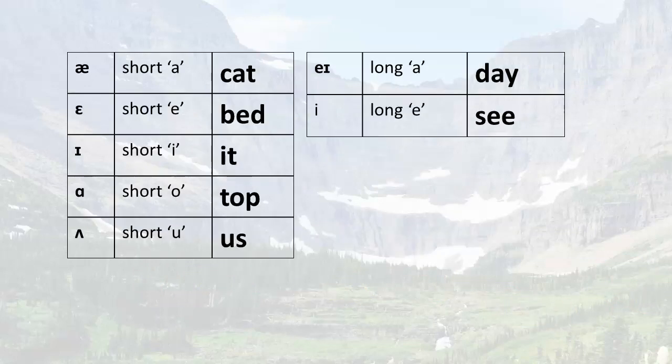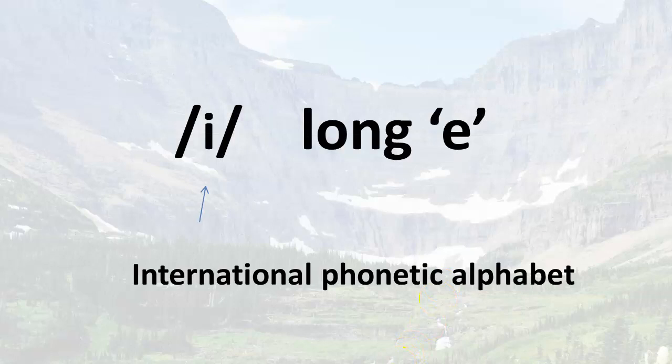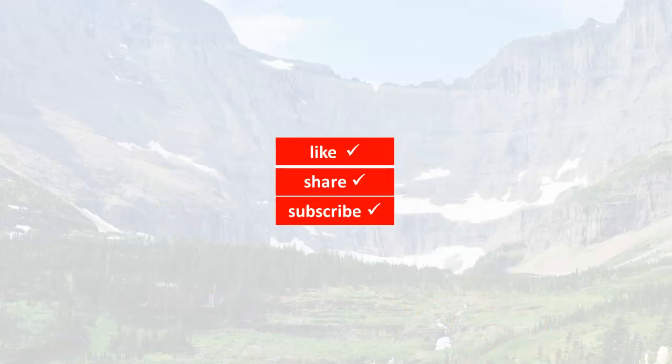Okay, and there you have it. So here's what you've learned so far. A cat, a bed, it, a top, us, a day, E, see. All right, so now you know the long E in English. This is the symbol for the long E in the International Phonetic Alphabet. And that's it for this lesson.